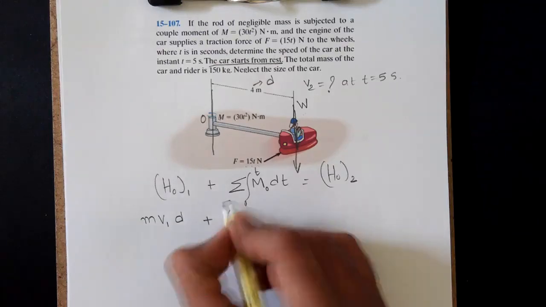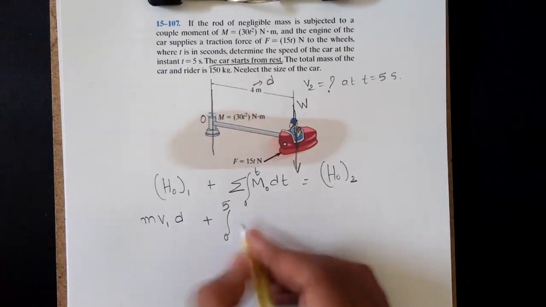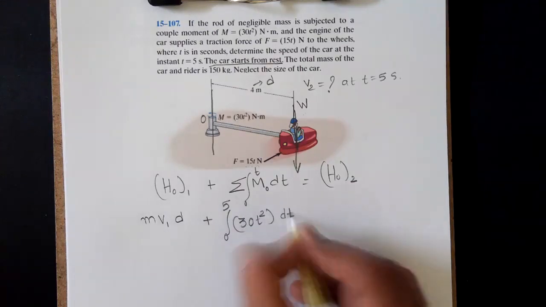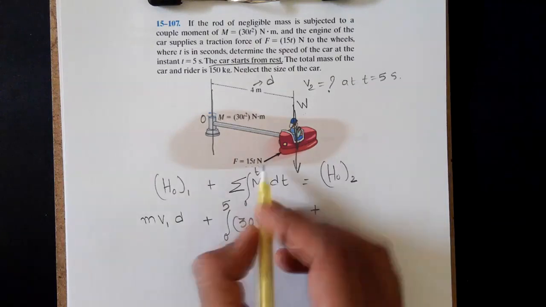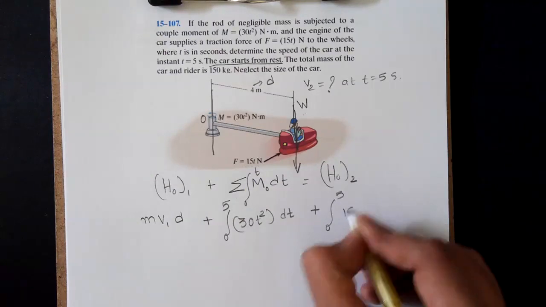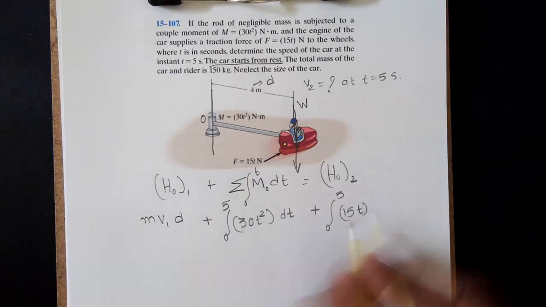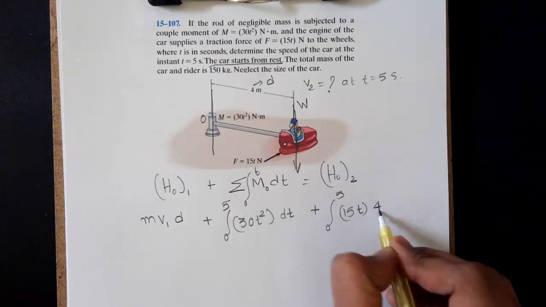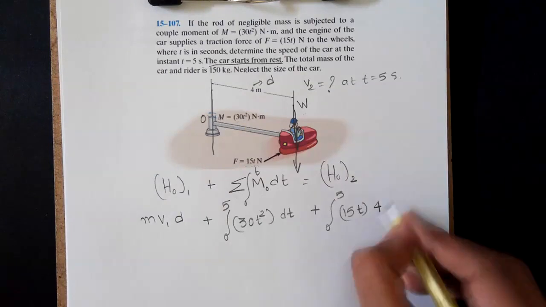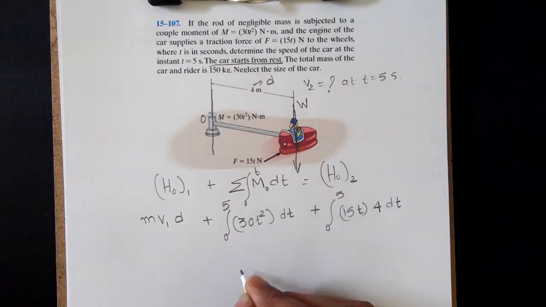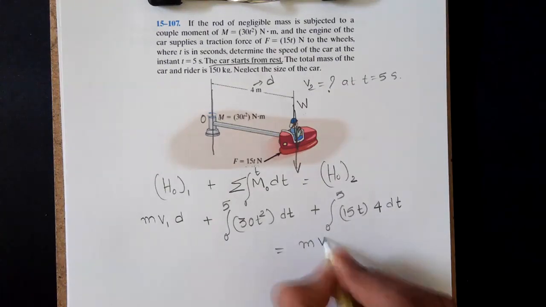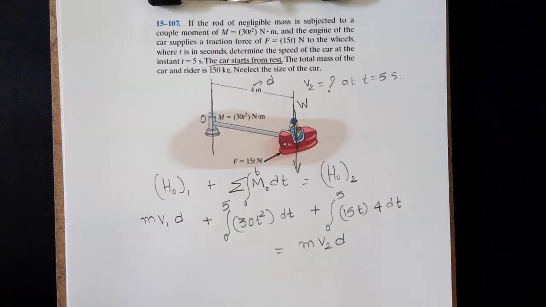So first one is, let's say, for the couple moment, so it's 0 to 5 30t square dt, plus second part is moment coming from the traction force. So it's 0 to 5 15t, this is just the force. We need to multiply this with the distance to calculate the moment. So force multiplied by distance, so it's 15 multiplied by 4 dt, that's the second angular impulse, is equal to m v2 multiplied by d.